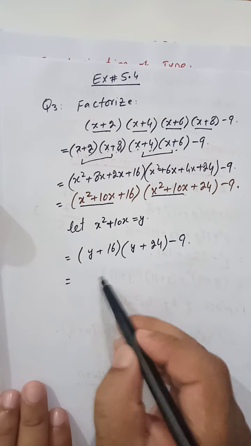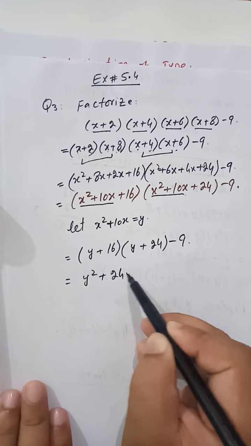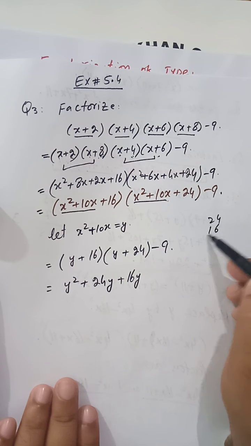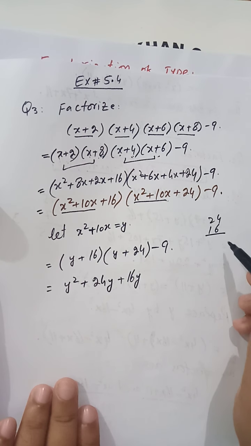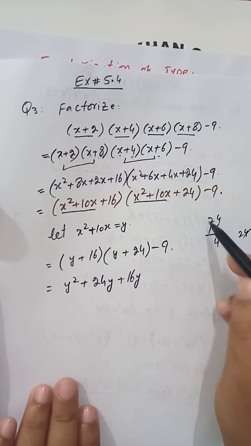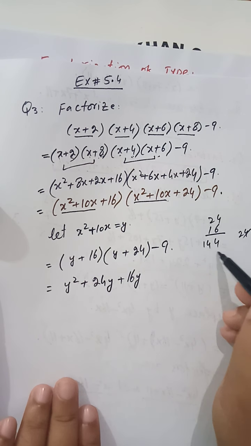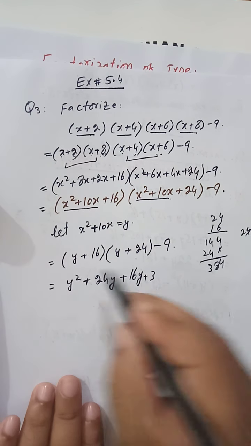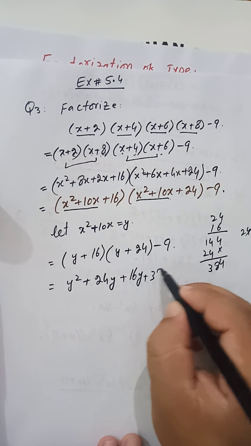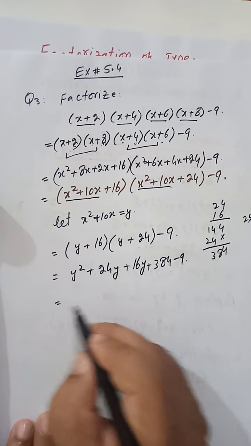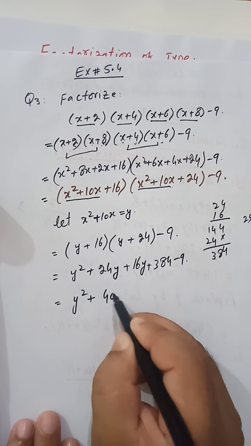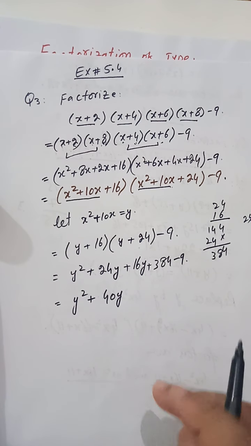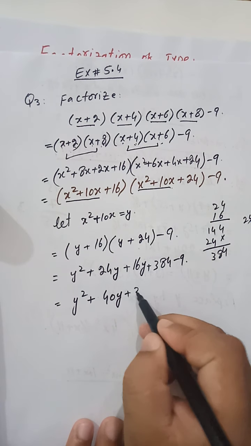So multiply this, horizontal multiplication, y square, 24y plus 16y, and 24 multiplied by 16. 6 multiplied by 4 you will get 24, 6 multiplied by 2 you will get 12, so we get 384. So when you multiply 16 with 24, you will get 384, minus 9. So y square, that will become 40y, and when 9 is subtracted, you will get 375.